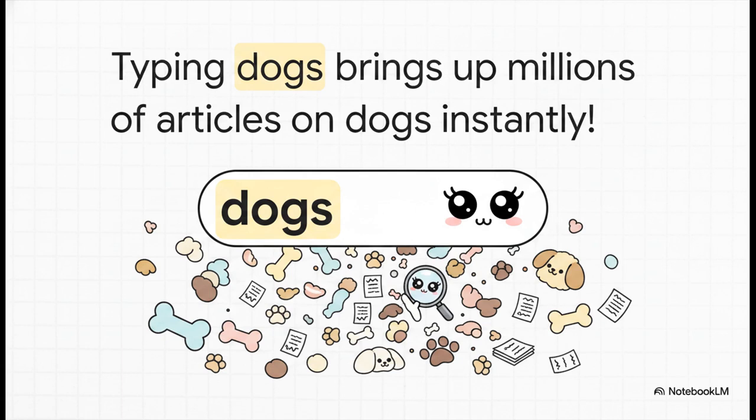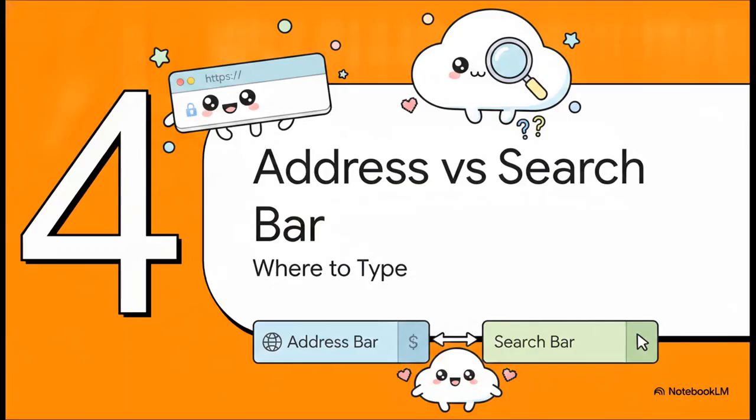In a fraction of a second, literally faster than you can blink, it's going to bring up millions of articles, pictures, and links all about dogs. It scours the vast internet, gathers everything related to your topic, and just neatly presents it to you. It's honestly amazing. Moving right along to Section 4, Address bar versus search bar.